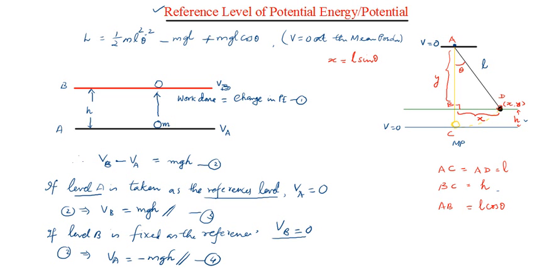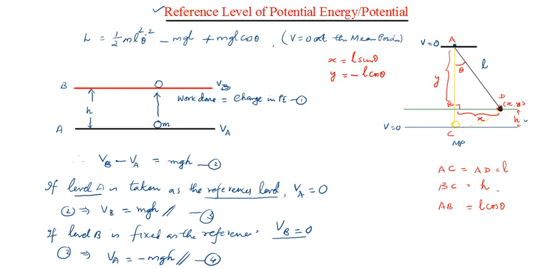Now y, what will be y equal to? I have fixed A as the origin, so y is taken vertically down. So I can say that y is equal to minus, I put it minus because it is downwards, with reference to the reference level V equal to 0. So minus L cos theta, right? Minus L cos theta.